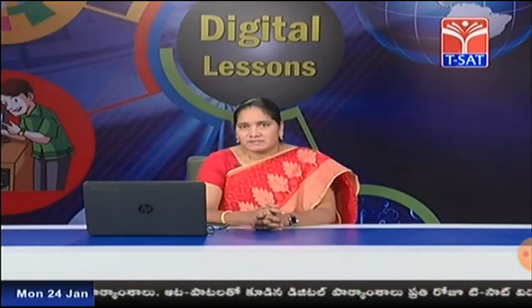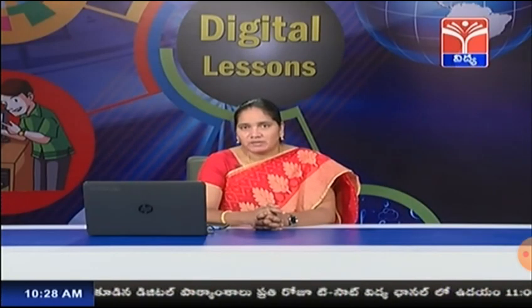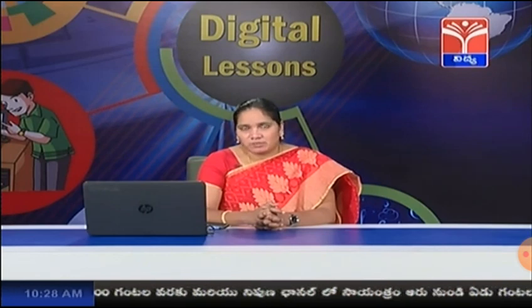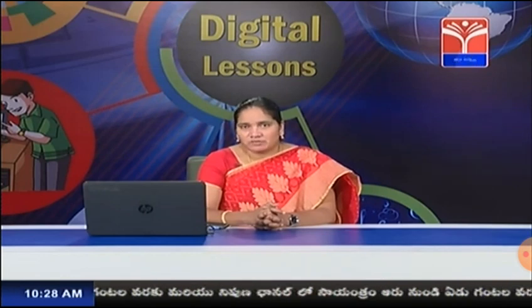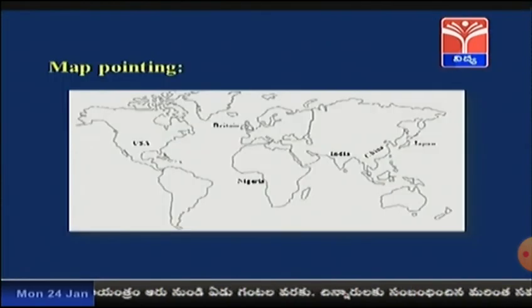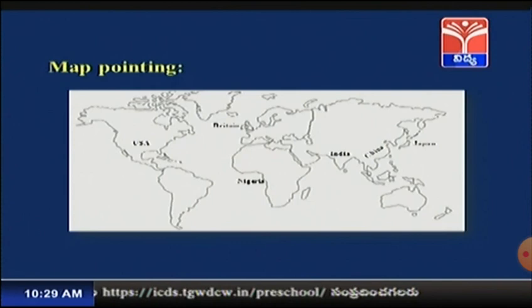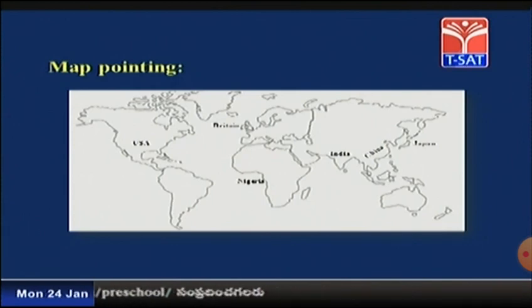Children, in this lesson there are some important places to be noted in the map pointing, which is very important from your examination point of view. Have a look at this world map. In the first two sessions, we learned about one Asian country under colonial rule, China, which was dominated by Japan. Here is China and here is Japan.